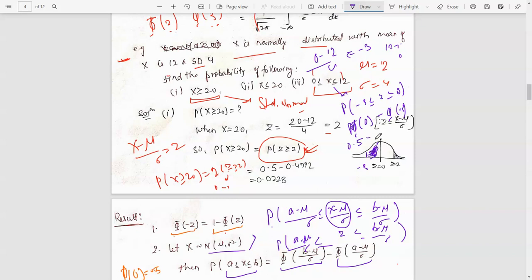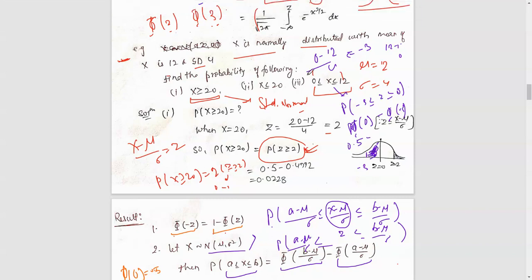Do you have any confusion understanding how this normal distribution is getting translated into a standard normal distribution?